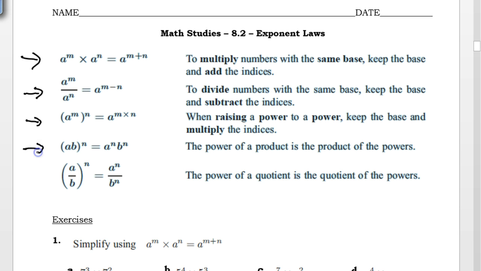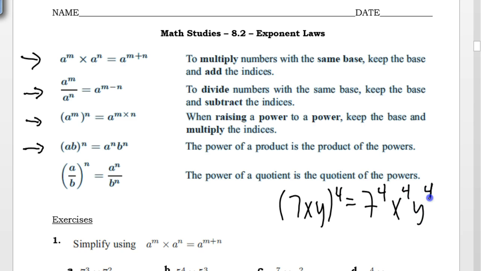The next rule is the power of a product. If you have two things being multiplied together, make sure you distribute that power to everything in the parentheses. This is the number one I see wrong, like a different example, 7xy to the 4. Make sure that 4 goes on everything. People are always tempted to just put it on the last thing, but it's got to go on everything.